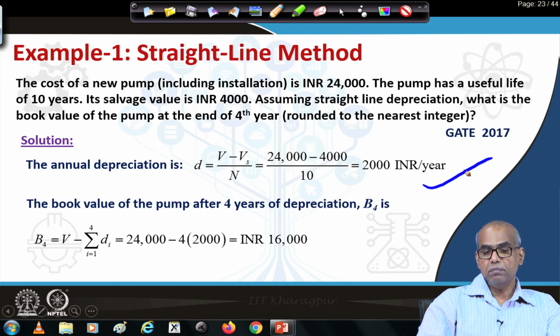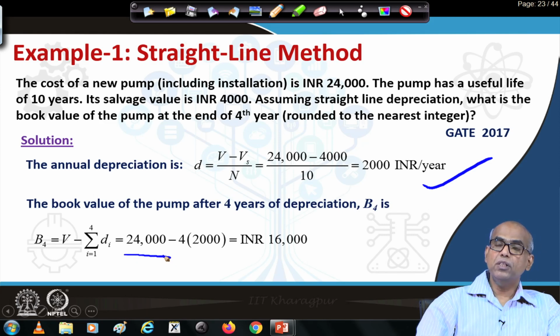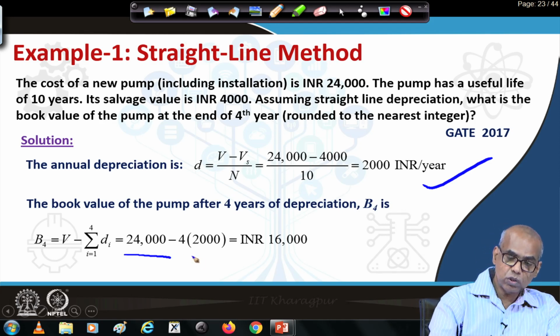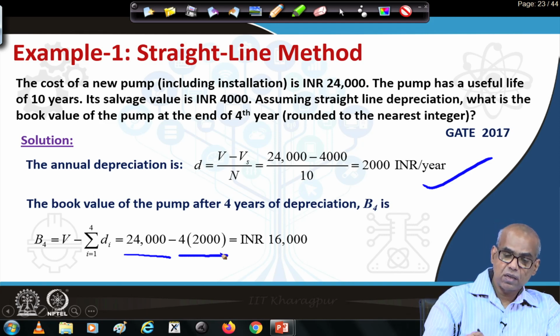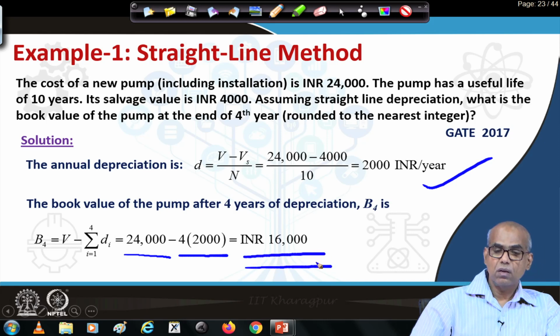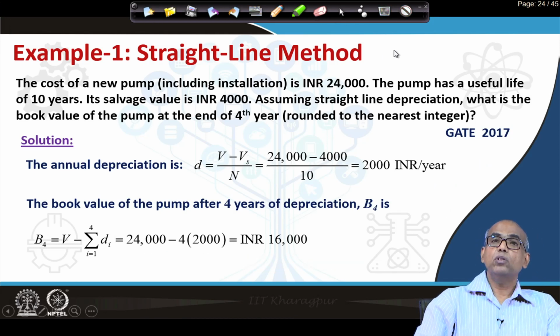Now, the book value of the pump after 4 years of depreciation will be the original value 24,000 minus the depreciation that you have charged up to the 4th year. You have been charging 2,000 rupees per year. So, 4 into 2,000 means 8,000 you have already charged. So, 24,000 minus 8,000 is rupees 16,000. So, that is the book value at the end of the 4th year. So, this is how the straight line method can be used for computation of depreciation.